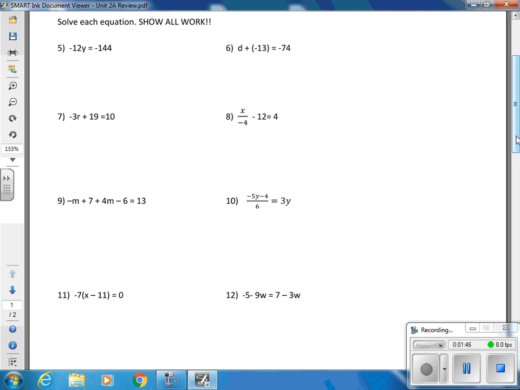All right, so for number 5, this is a one-step equation. In order to get rid of negative 12, you want to divide by negative 12 on both sides. Okay, cross it off, and y equals negative 144 divided by negative 12 is positive 12.